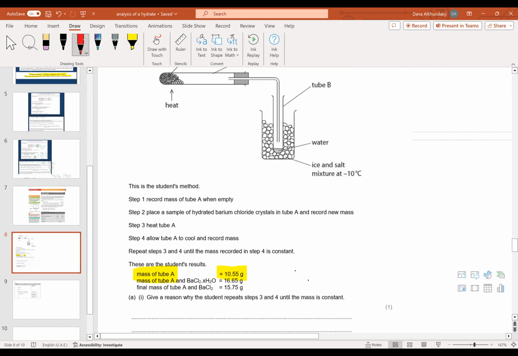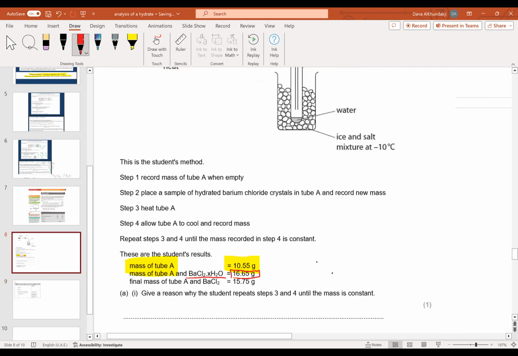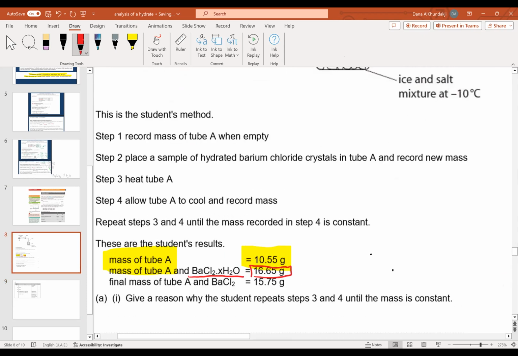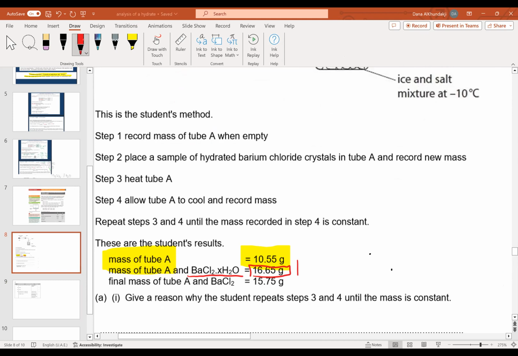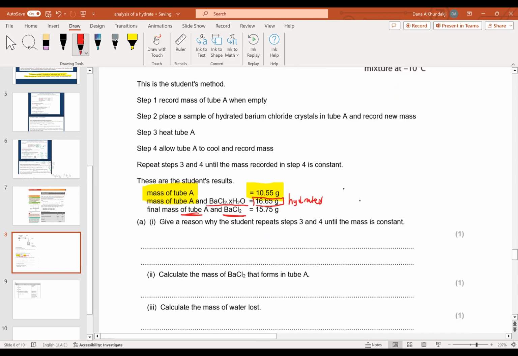The mass before heating is this, because here it says BaCl2 dot XH2O, which means this is hydrated, with the tube. And then here, the final mass is when it's anhydrous, okay? And it has the tube in it. So you need to do a subtraction in order to get the water on its own.